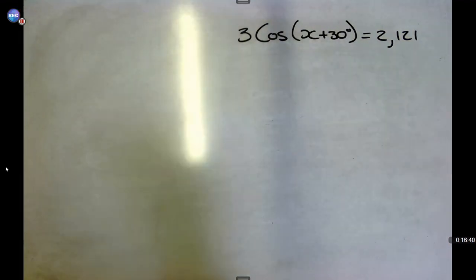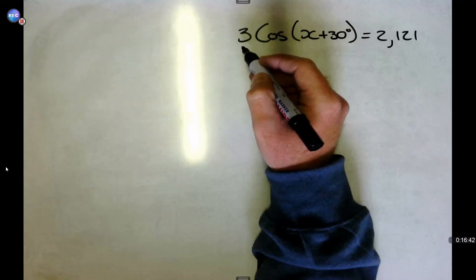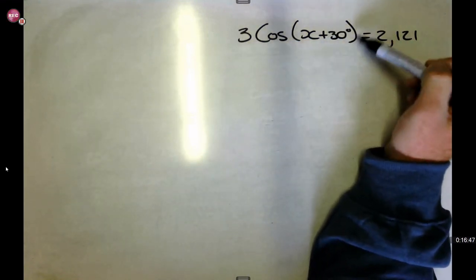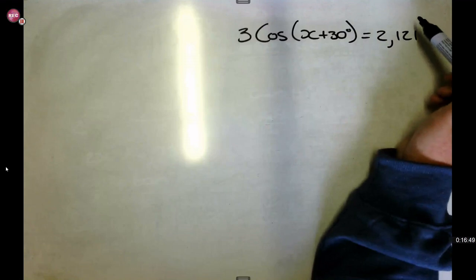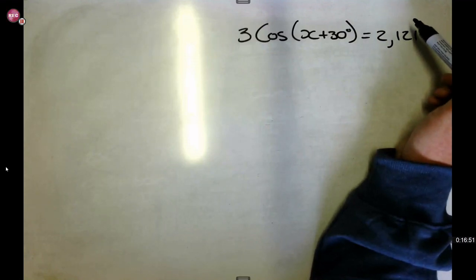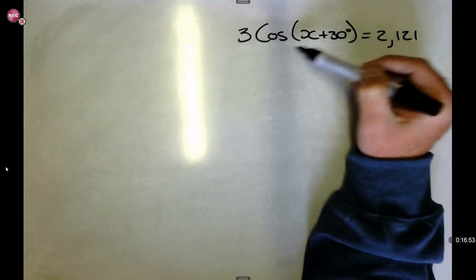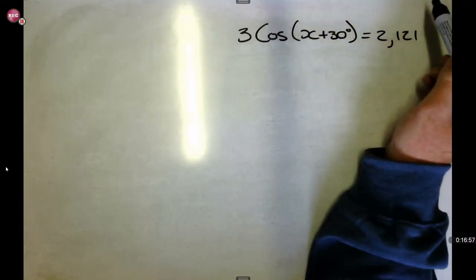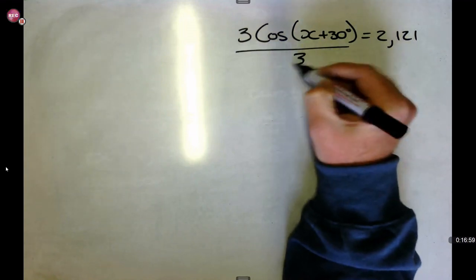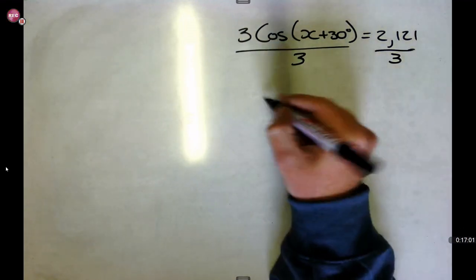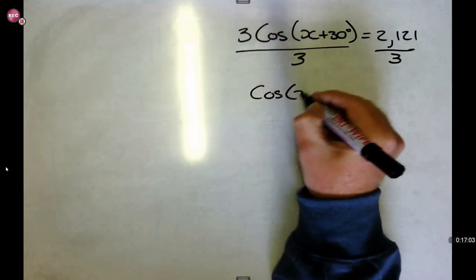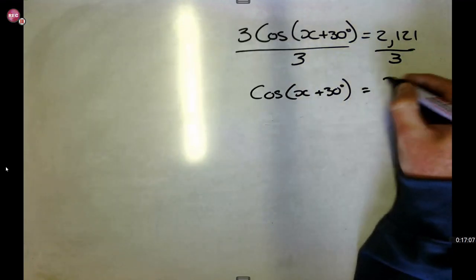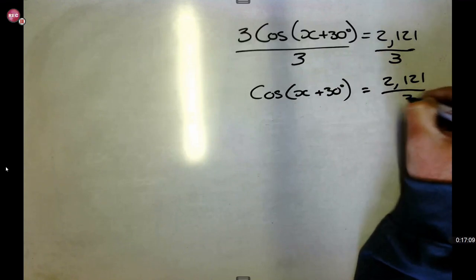First things first, you want to divide by 3. Okay? Please take note that you've got brackets here, so you can't take the 30 over at all. This is one unit, one term. So you can't take it over, you need to keep it this side. You're going to first take the cos over. So let's divide by 3 first. You'll have cos x plus 30 over here. And then you've got 2,121 over 3.